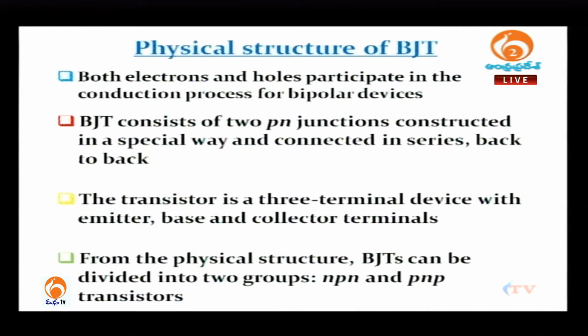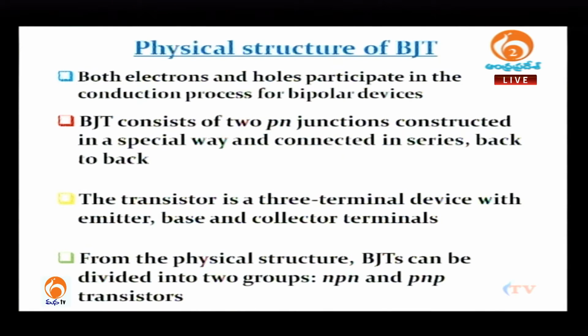Now, the physical structure of the BJT, bipolar junction transistor. Both electrons and holes participate in the conduction process of bipolar devices. That is why it is called a bipolar device. Unlike metals, in which we have only one type of charge carrier, namely electrons, in a BJT, that is a semiconductor device, we have two types of charge carriers, namely electrons and holes.